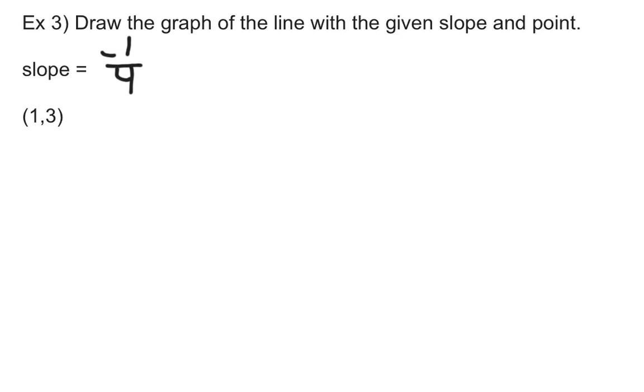All right, let's see if you can do one. Last problem of the day. Same question as example 2, just different numbers. Draw the graph of a line with the given slope and point. Now I'm telling you that the slope is negative 1 over 4.